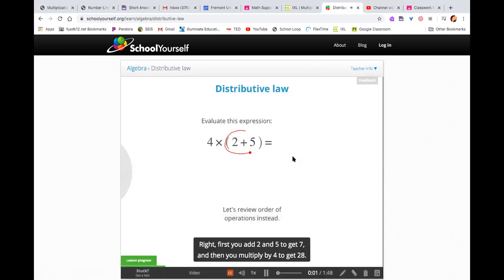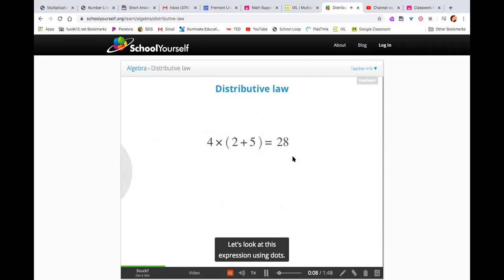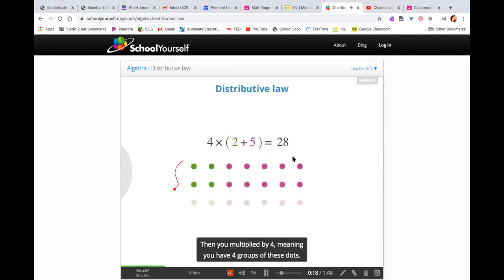Good work. Right. First you add 2 and 5 to get 7, and then you multiply by 4 to get 28. Let's look at this expression using dots. First, you added 2 and 5, so here are 2 green dots and 5 purple dots. Then you multiplied by 4, meaning you have 4 groups of these dots. So the total number of dots here is 4 times 7, or 28.